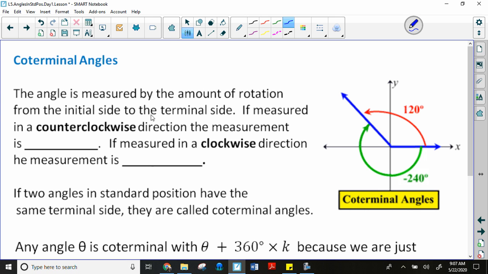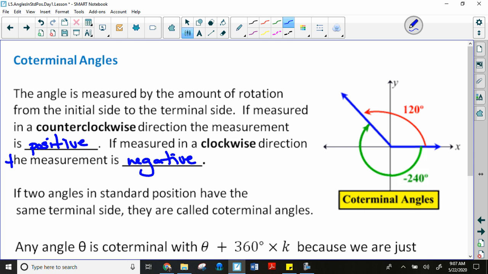So the angle is measured by the amount of rotation from the initial side to the terminal side. The angle is the measure. If measured in a counterclockwise direction, the measurement is positive. I'm not there yet. I want to give them names, and I'm not there yet. Don't jump the gun. If measured in a clockwise direction, the measurement is negative.